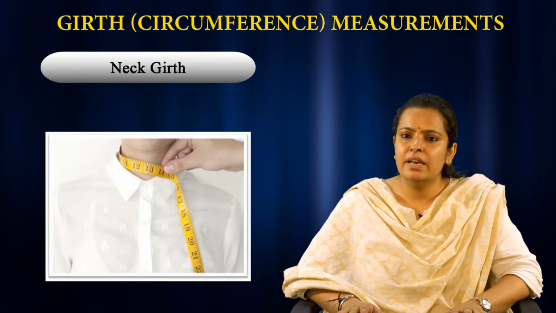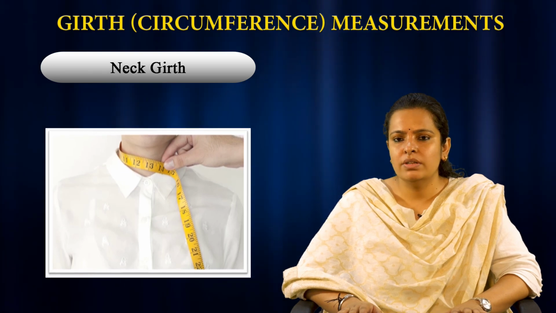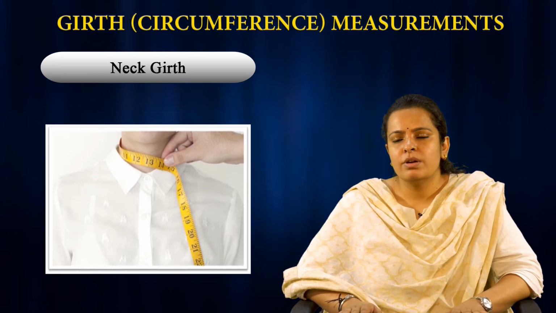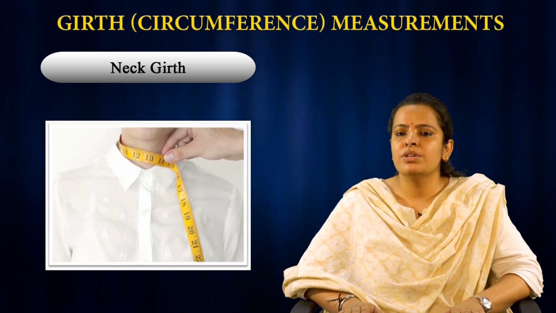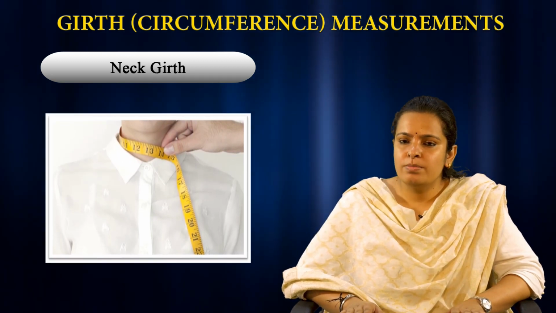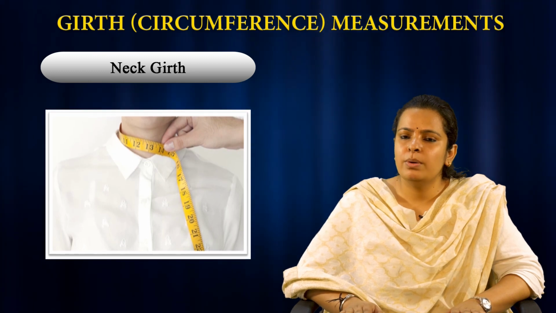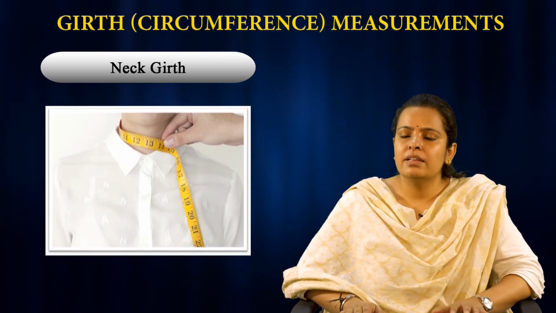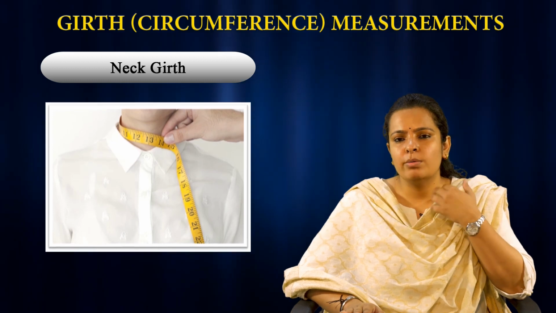Then we take the neck girth, the round of the neck. We need this measurement when we are going to create a shirt or a top. So this is the round measurement of the neck. These measurements come under the girth measurement.